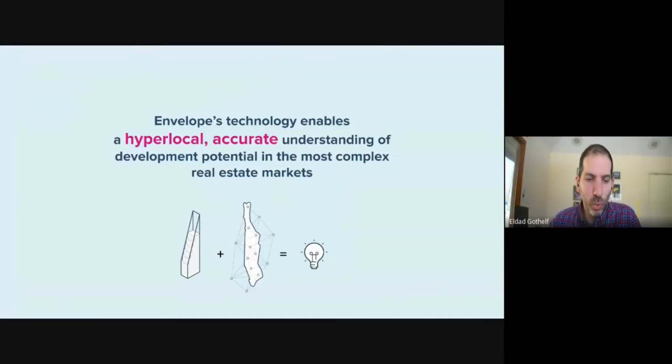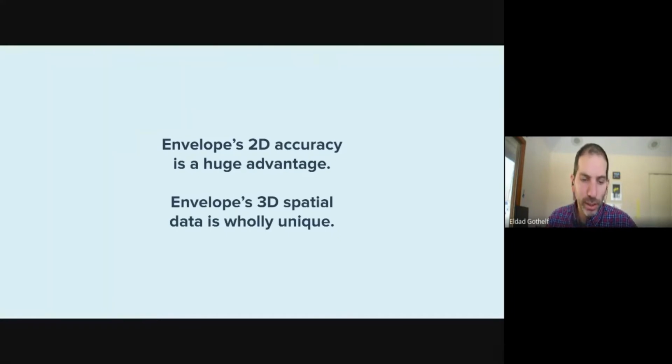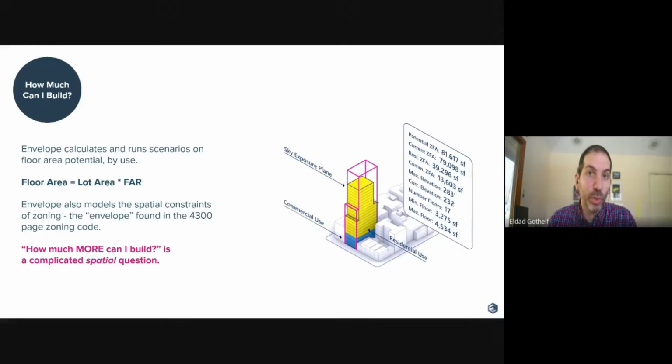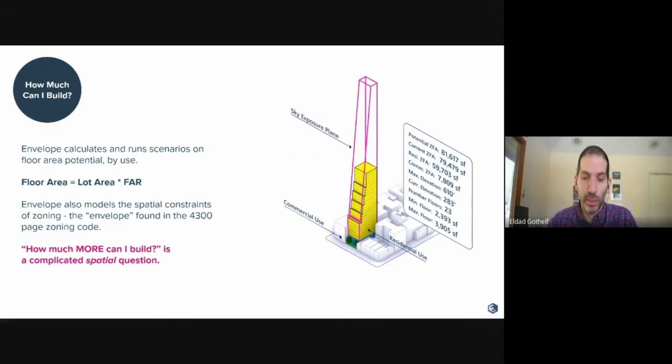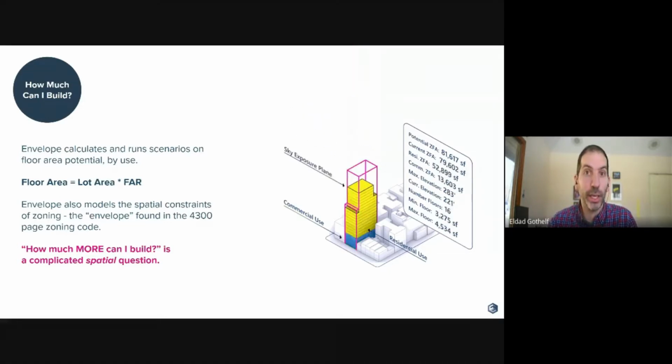So what we do, at its core, our tech identifies, interprets, and visualizes zoning regulations and how they impact the development potential of any site in New York City. Understanding the data accurately in 2D, coupled with our ability to visualize in 3D, puts us in a unique and advantageous position. So zoning at its core regulates two things, use and bulk. What can I do and how much can I do of it?